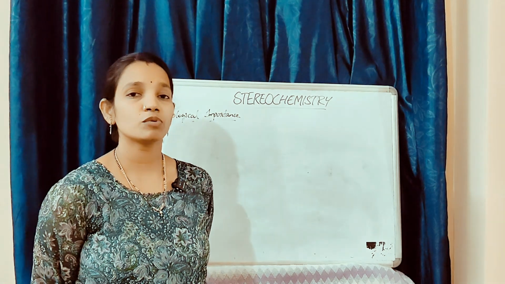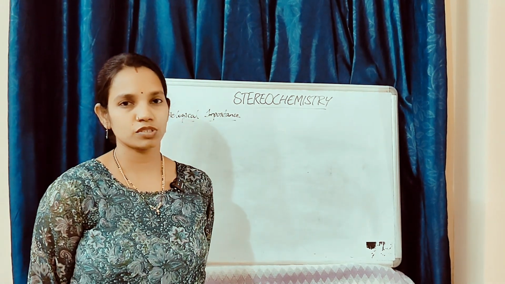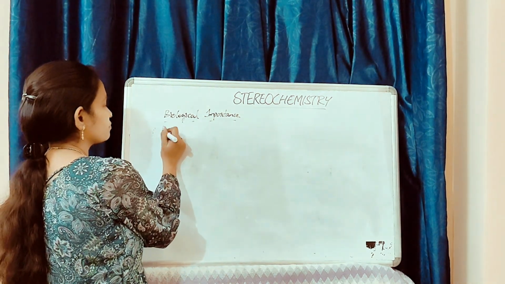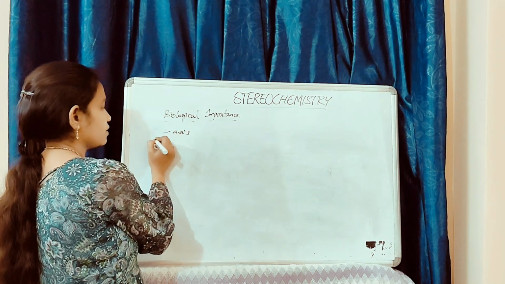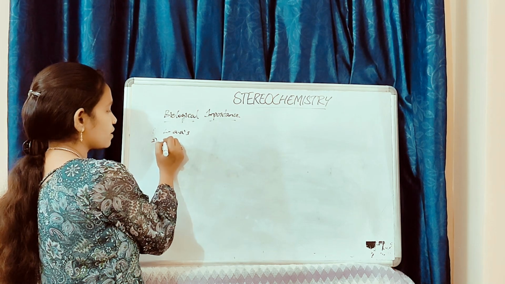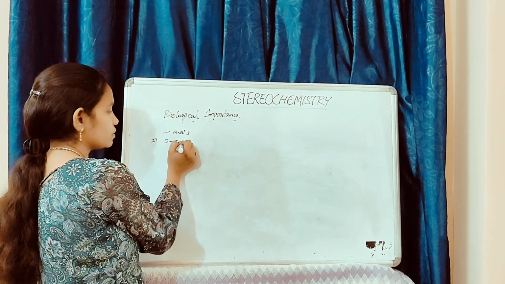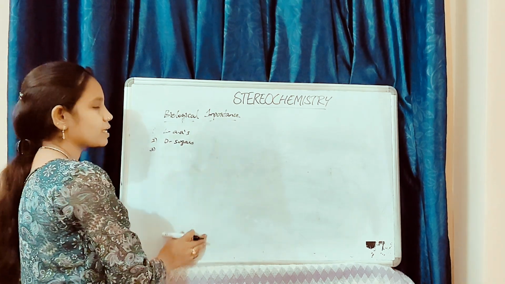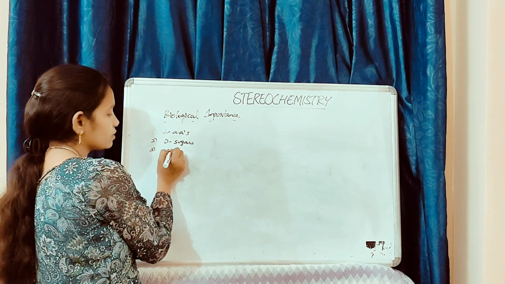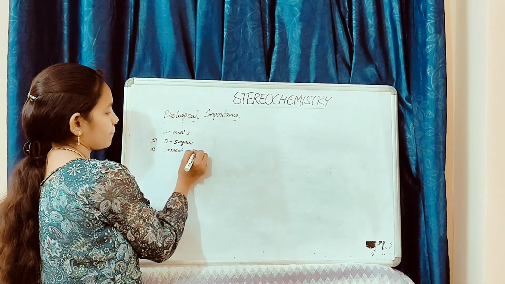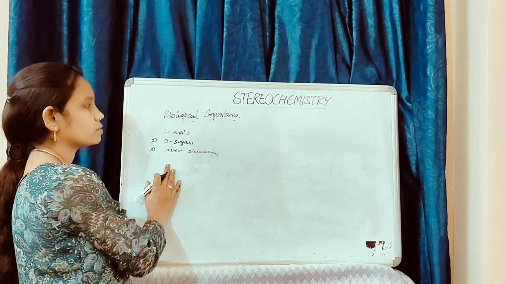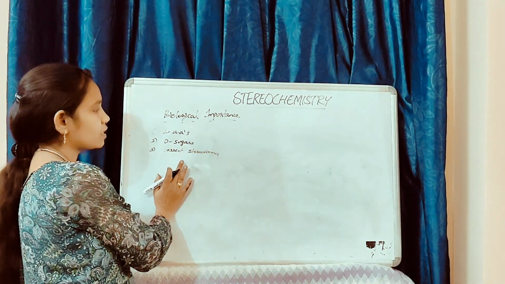Now comes to the biological importance. Why do we care so much about stereochemistry? Because life is stereospecific. You know why? Because proteins are made up of L amino acids, and the sugars which are produced in our body are mostly D sugars, and the enzymes are like lock and key, means they connect to the correct stereoisomer only. So like this, they are all important. Means stereochemistry is very very important in our life.